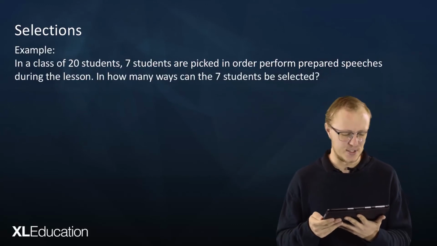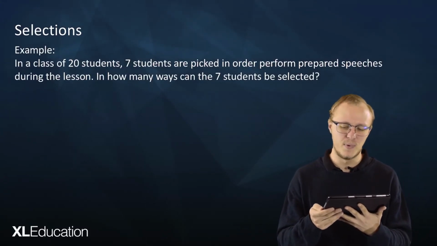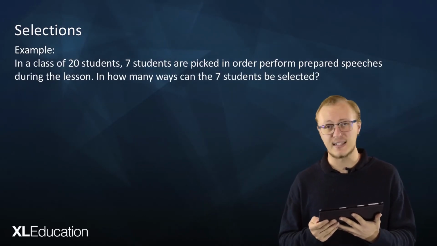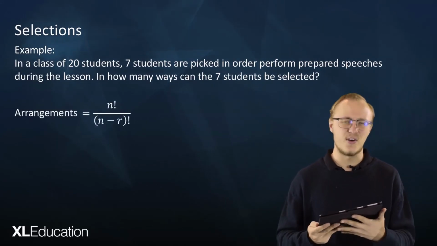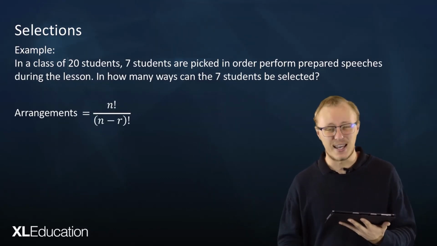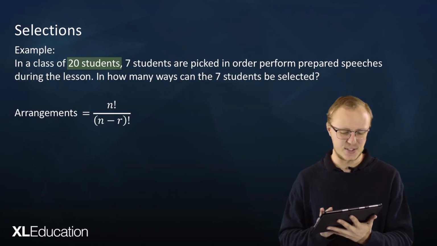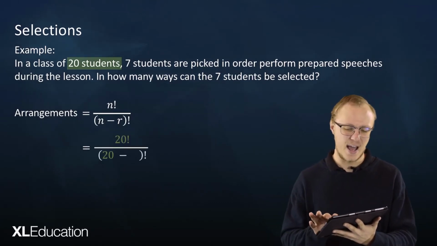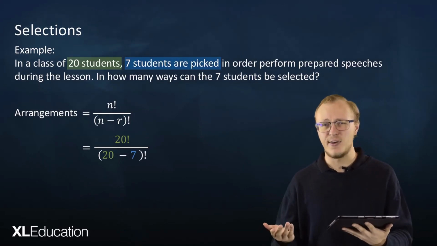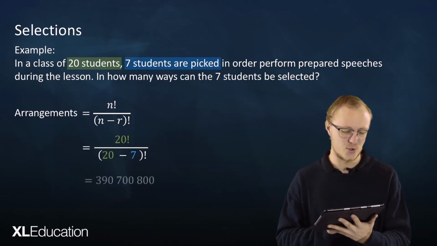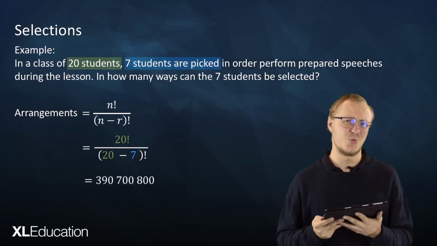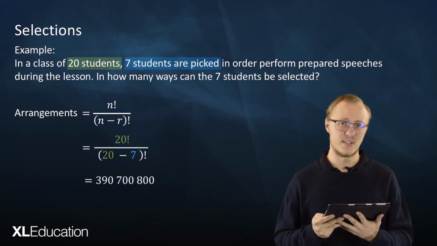In a class of 20 students, 7 students are picked in order to perform prepared speeches during the lesson. In how many ways can the 7 students be selected? So, the arrangements there is going to be n factorial divided by n minus r factorial, because this is an instance where we have selection. And we've got 20 students, so that's going to be the value of n, and we're picking 7 students, so that's going to be the value of r. So we've got 20 factorial divided by 20 minus 7 factorial, and it's going to be 390,700,800 ways in which we can actually select these 7 students.